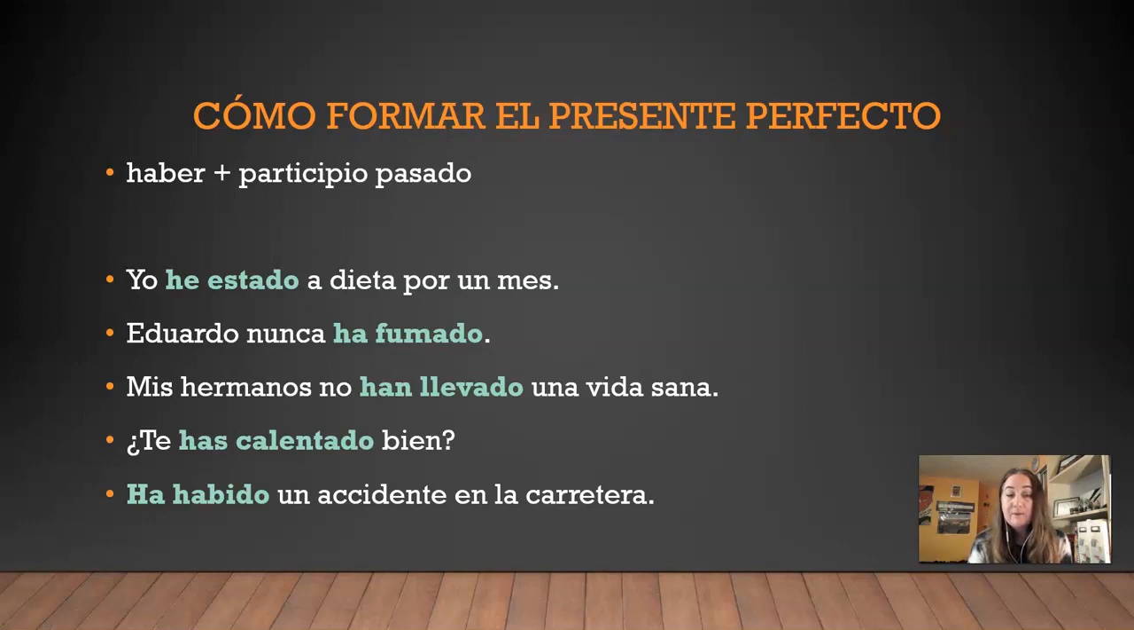Finally, ha habido un accidente en la carretera. If we want to say that there has been something, we would use the present perfect of haber, because haber also happens to be the verb that hay comes from. Hay dos estudiantes aquí. Okay, there is or there are. If we want to say there has been or there have been, then we use the present perfect of haber. Ha habido. Ha habido un accidente en la carretera.